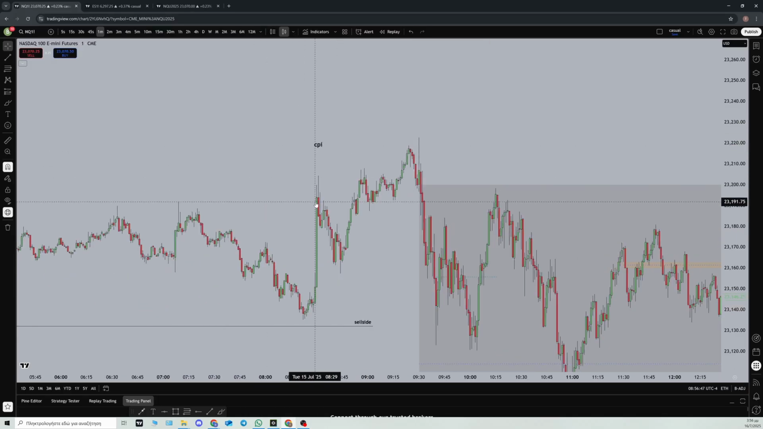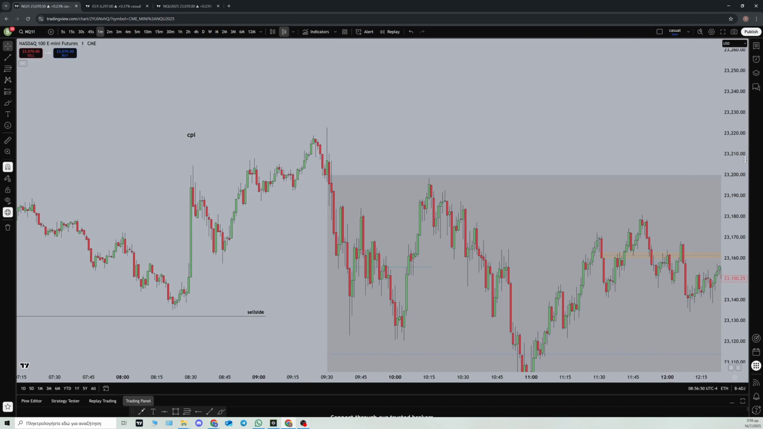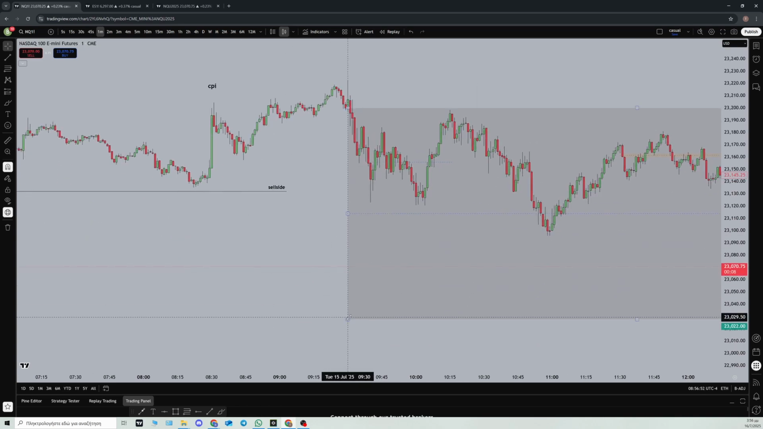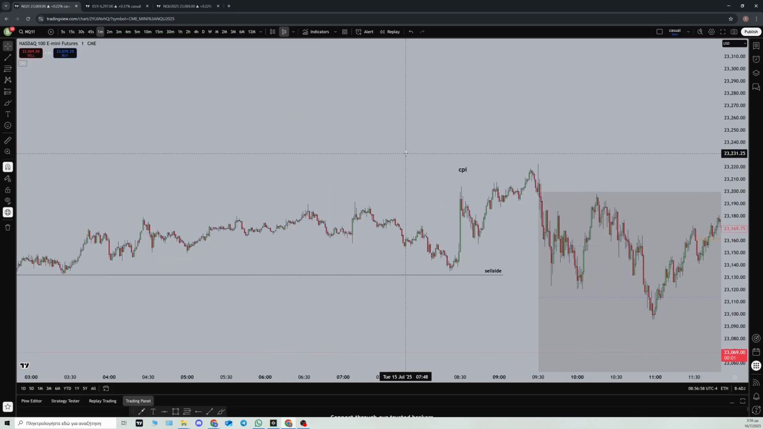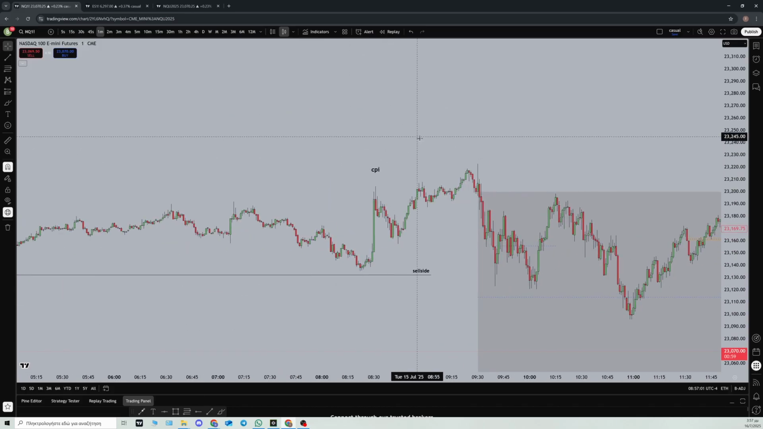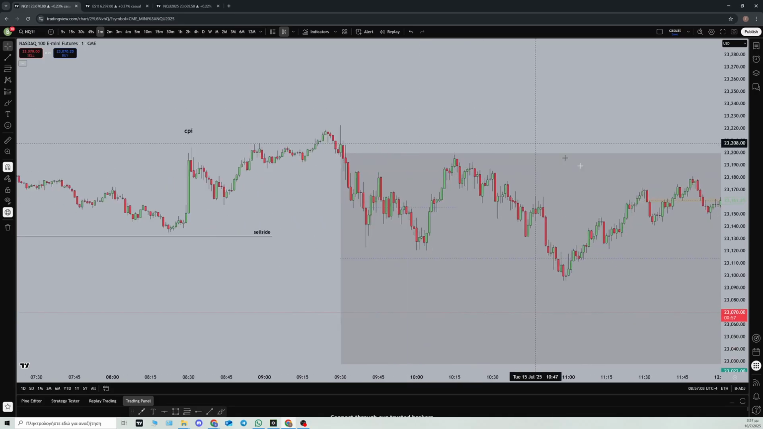We are in all-time highs and we start with a huge regular trading hour gap. This one is the regular trading hour gap. We do not have any target on the upside because we are in all-time highs.